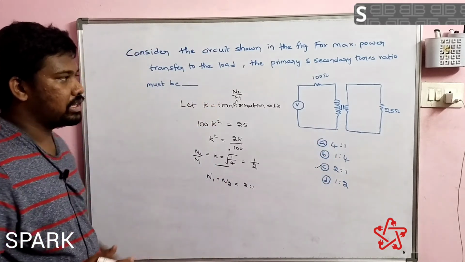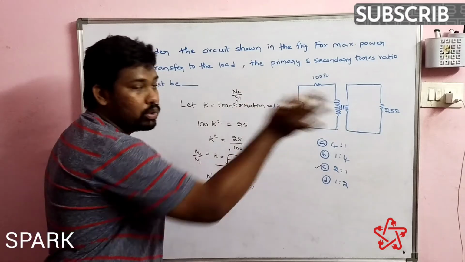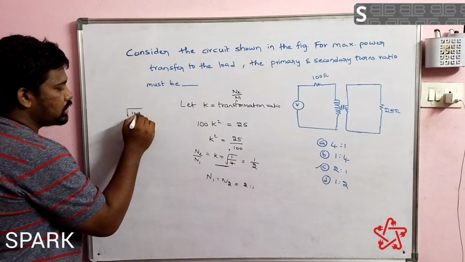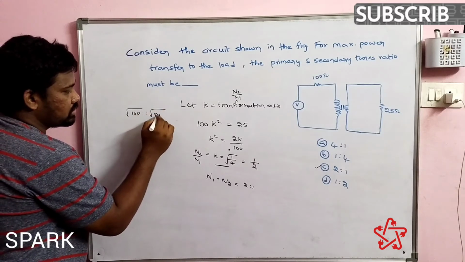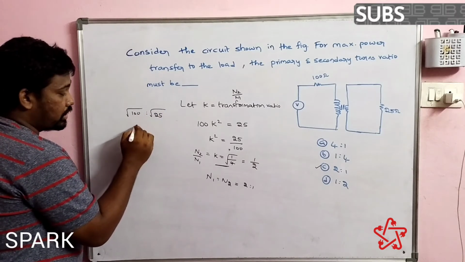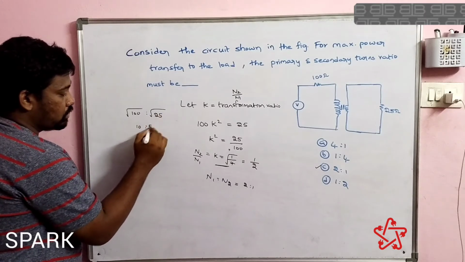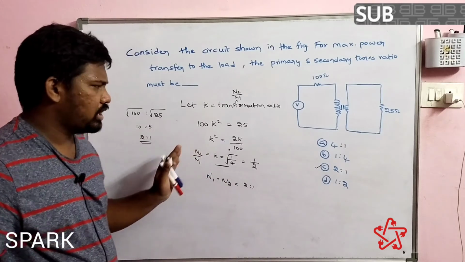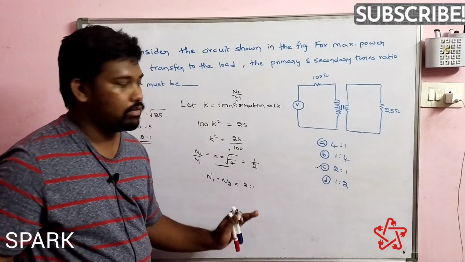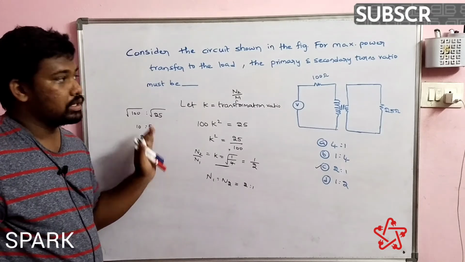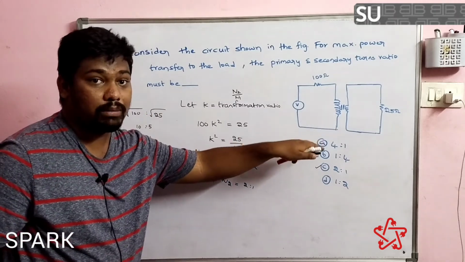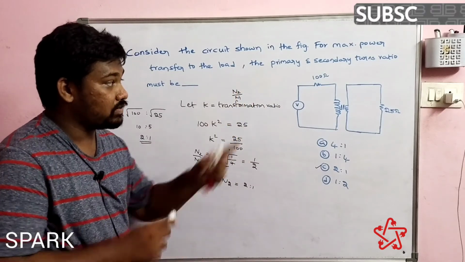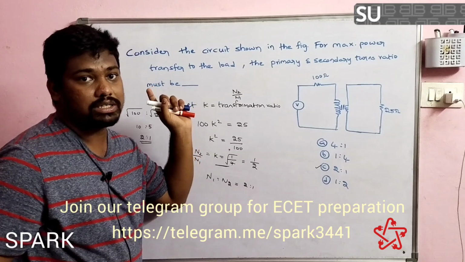Or in a simple way, since he gives two resistances, this can be done as root over primary resistance divided by root over secondary resistance. It becomes root of 100, which is 10, over root of 25, which is 5. So it becomes 2:1. But the actual concept is doing it the first way. If you want a shortcut, it can be done this way. This is the way of solving a transformer circuit, relating it to the maximum power transfer condition.